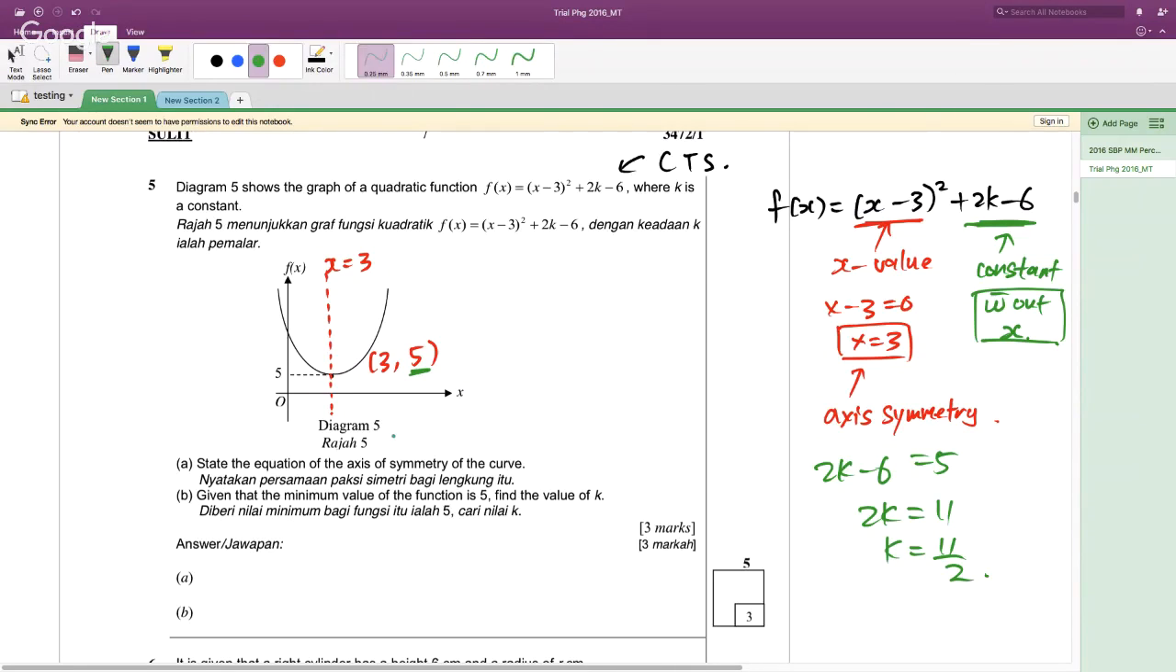All right, the question asks you to state the axis of symmetry. We already did, which is x equals 3. And then, given the minimum value of the function is 5, it asks you to find k. We just did: k equals 11 over 2.